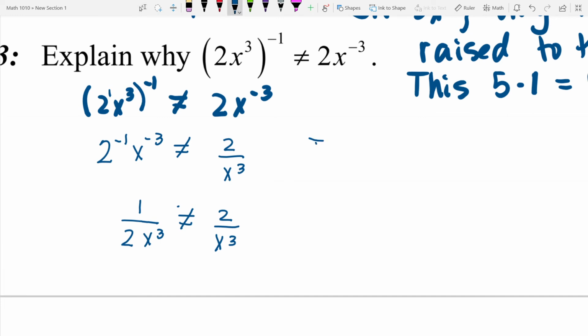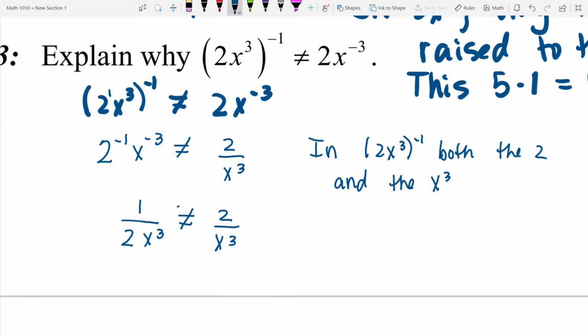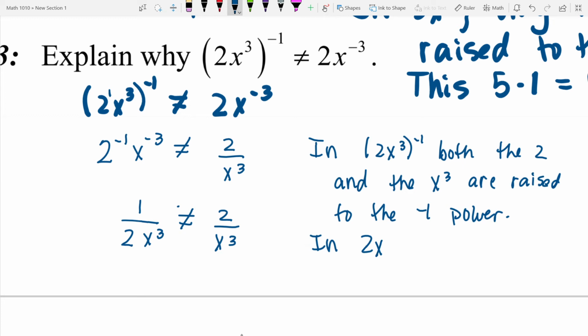So we're going to the same idea. So we're going to say in parenthesis 2x to the third to the negative first, both the 2 and the x to the third are raised to the negative first power. Oh, is there a typo? So this says vertical, and this says vertical, and this says horizontal. So it's horizontal. This should say horizontal. Okay. Yes, thank you. And then I would say in 2x to the negative third.